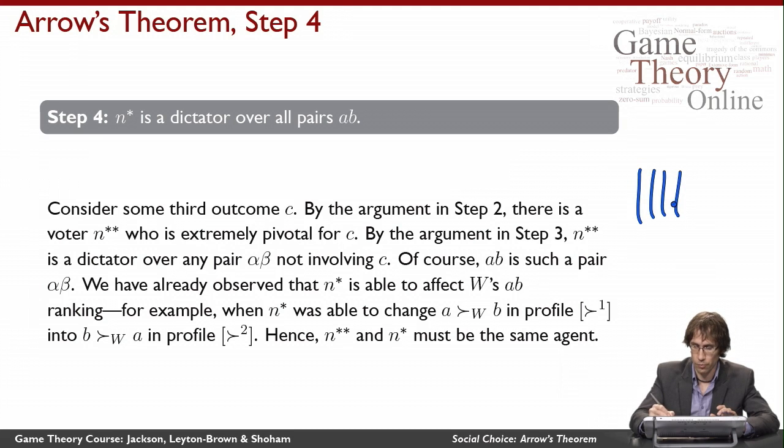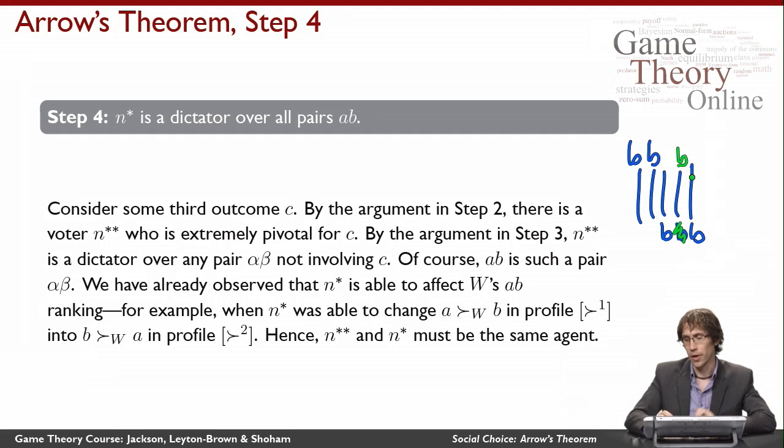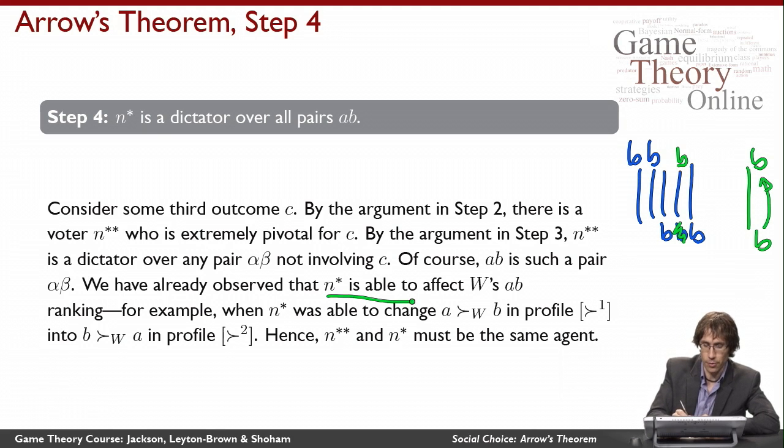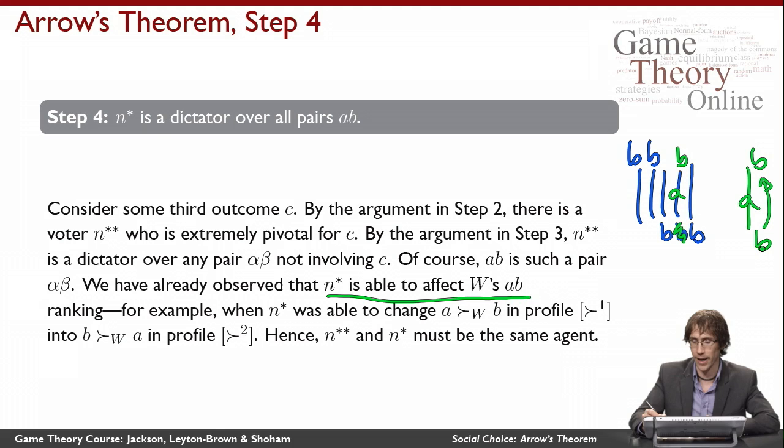We had this ranking where B was at the top for a couple people, it was at the bottom for n star, and it was at the bottom for other people. And then we move it up to the top. We saw that that caused the social welfare ordering to take B and move it from the bottom to the top. And that means that n star is able to affect the relative ranking between A and B, because wherever A is, it's somewhere in the middle here in the social ordering, and so the relative ranking between A and B got affected by what n star declared here, by this change that only n star made.